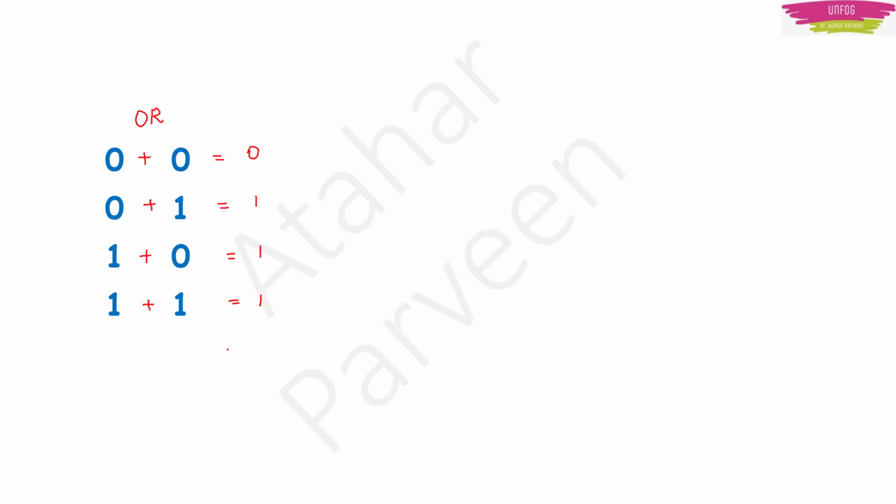In the same way, if I give the same input for an AND operation, we said that the AND operation is for multiplication, right? So we can write a dot between the two inputs. For an AND operation, we are performing multiplication.